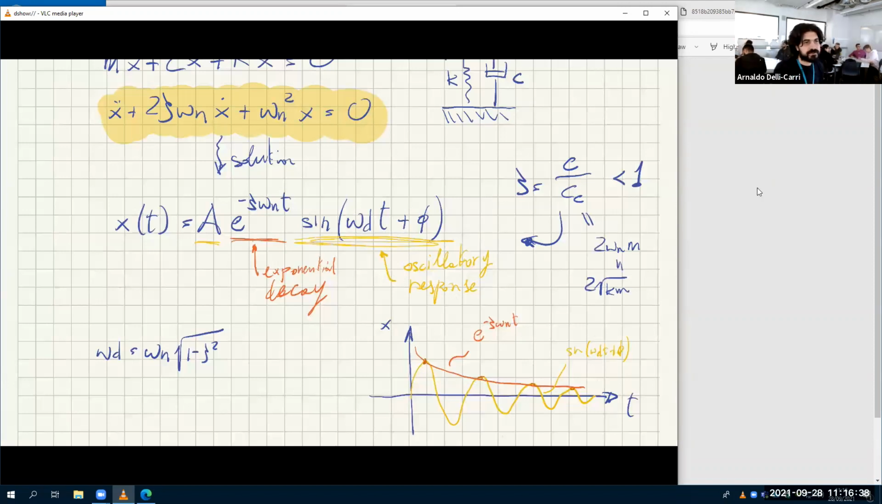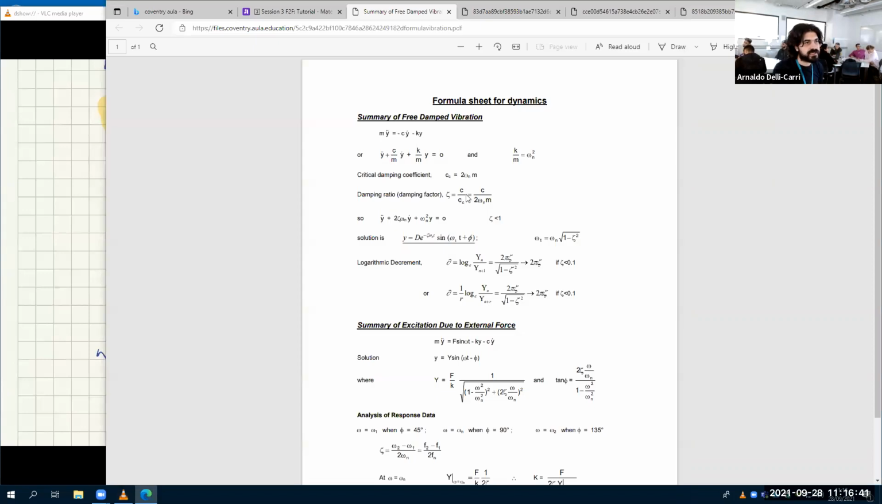All these things are here. Okay? C over C critical, C over 2 omega n m, what I said. For zeta smaller than 1, this equation of motion has this solution here. I called it A, but it's the same thing. This is omega t, and I called it omega d, but it's the same thing. And there you go. That's it. That's all you need to know.